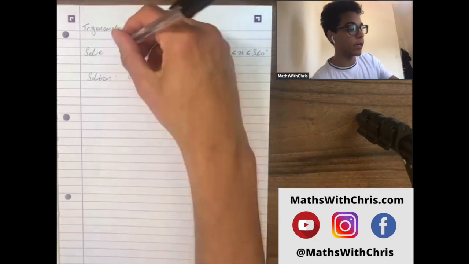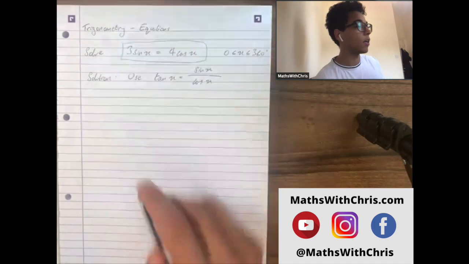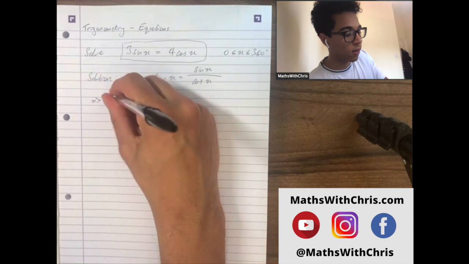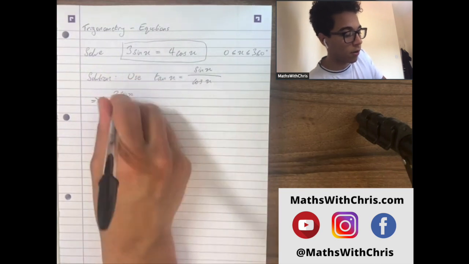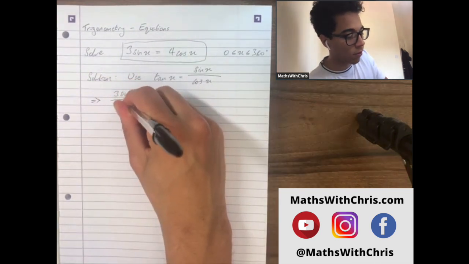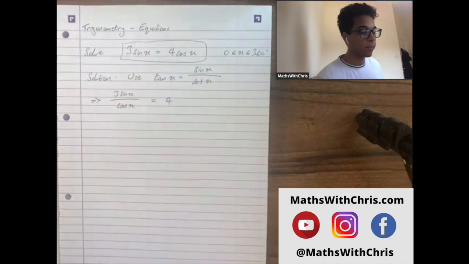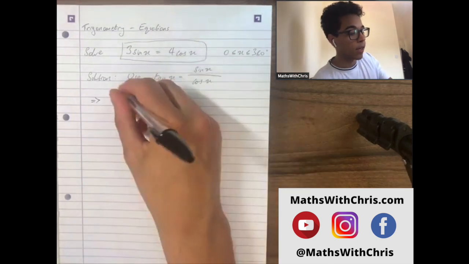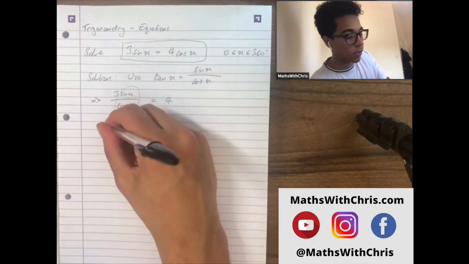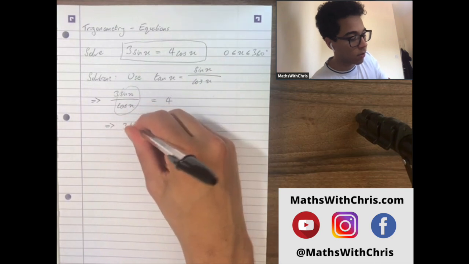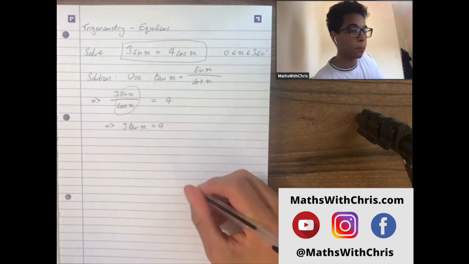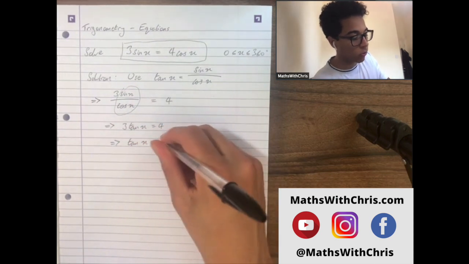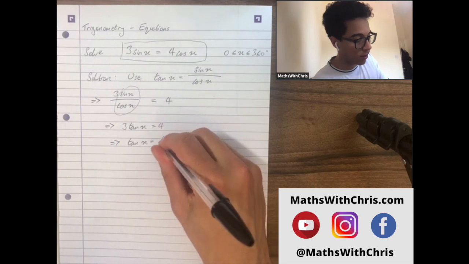So if we take our equation and then divide both sides by cos, that means that 3 sine of x over cos of x equals 4. So I've just divided both sides by cos. Now we use the tan bit here. So that means that 3 tan of x equals 4, which means tan of x equals 4 over 3.